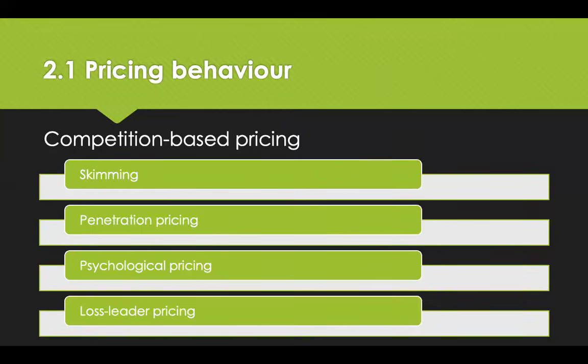Psychological pricing means pricing a product using prices that marketeers believe have a universal appeal. For example, $9.99. And then loss leader pricing means pricing a product very low to attract new business and win market share from your competitors. A competitive pricing strategy of this kind sacrifices profits in favour of market share.